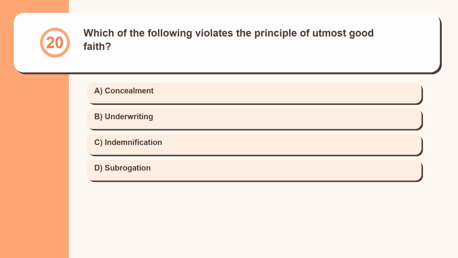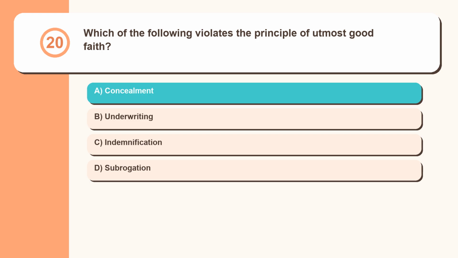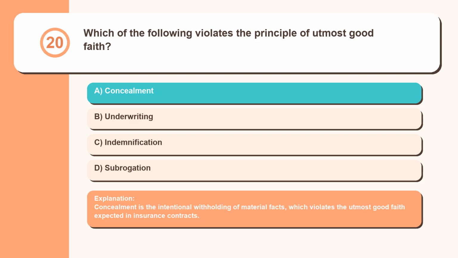Question 20. Which of the following violates the principle of utmost good faith? Concealment, underwriting, indemnification, subrogation. Concealment is the intentional withholding of material facts, which violates the utmost good faith expected in insurance contracts.